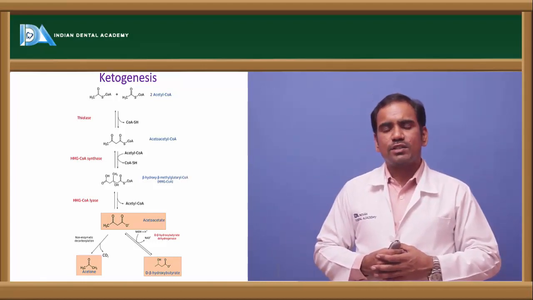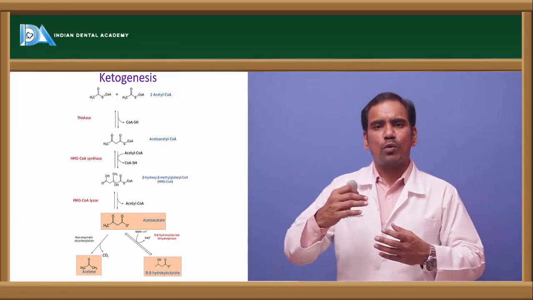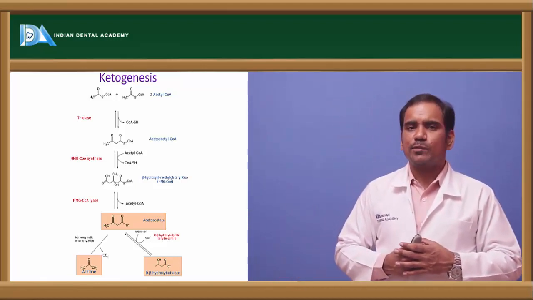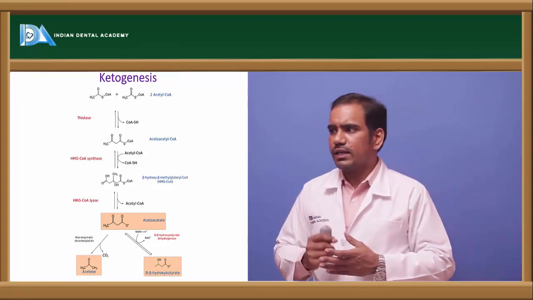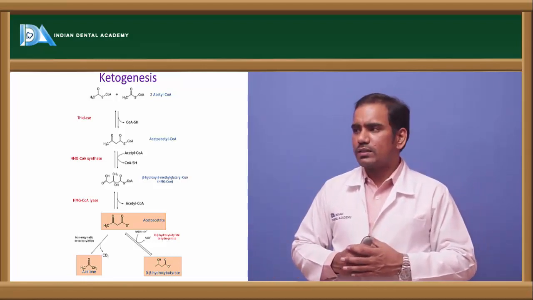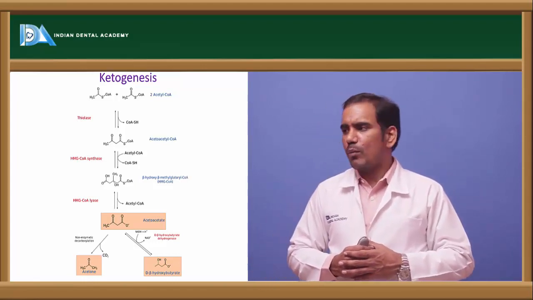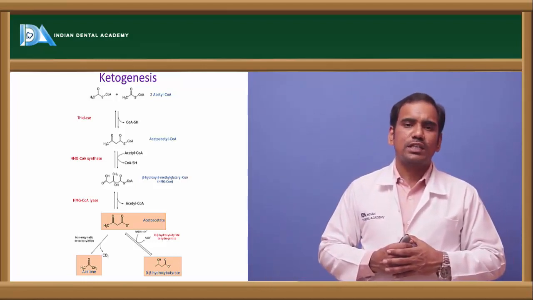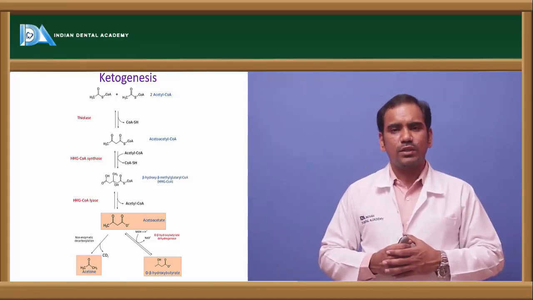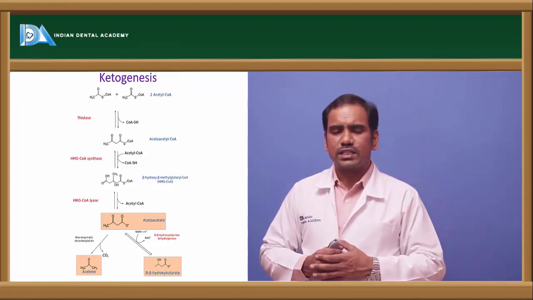Now that acetoacetyl-CoA reacts with one more molecule of acetyl-CoA, and this reaction is catalyzed by an enzyme called HMG-CoA synthase. That results in the formation of a compound called beta hydroxy beta methyl glutaryl CoA. In short, we call it HMG-CoA. Now what is the fate of that HMG-CoA?